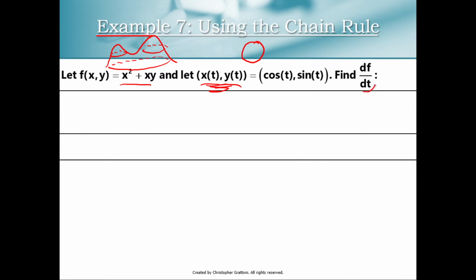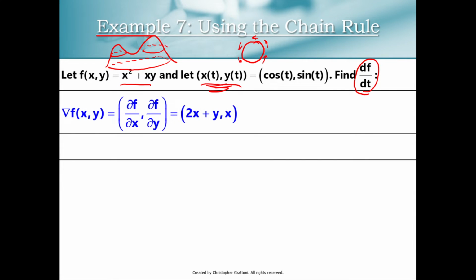So when you're asked to compute df dt, what you're really being asked to compute is as you walk along this hiking trail, what is your change in altitude with respect to time as you're walking on that hiking trail? Now we can compute the gradient. So here's the gradient of f. So I just need df dx comma df dy. So I get some partial derivatives here.